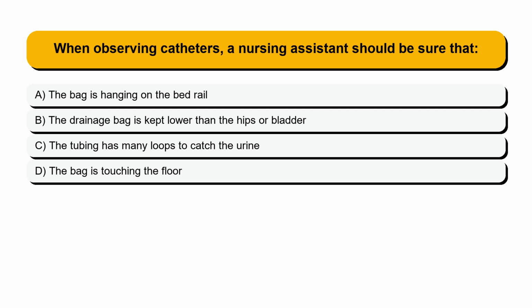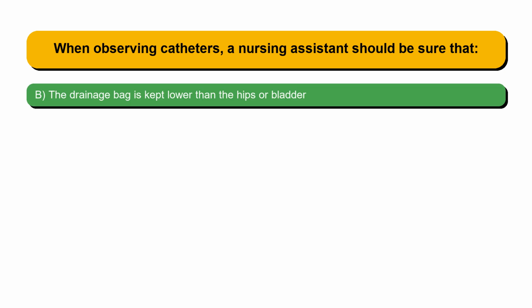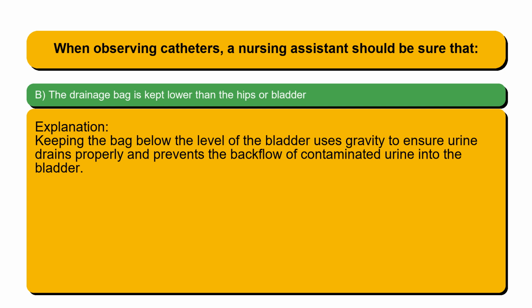The tubing has many loops to catch the urine. Option D. The bag is touching the floor. The correct answer is option B. The drainage bag is kept lower than the hips or bladder. Keeping the bag below the level of the bladder uses gravity to ensure urine drains properly and prevents the backflow of contaminated urine into the bladder.